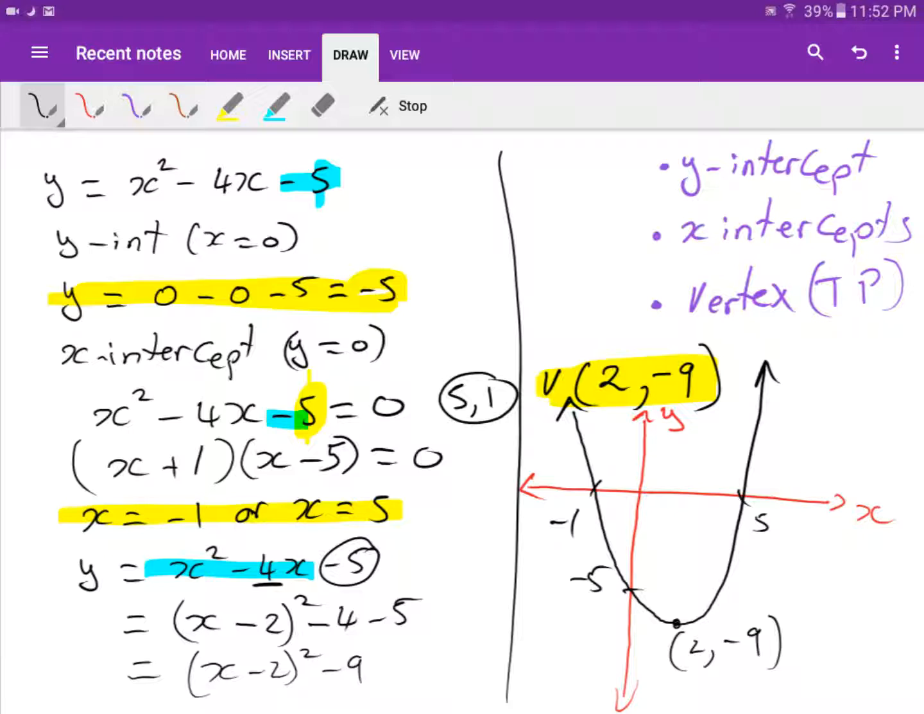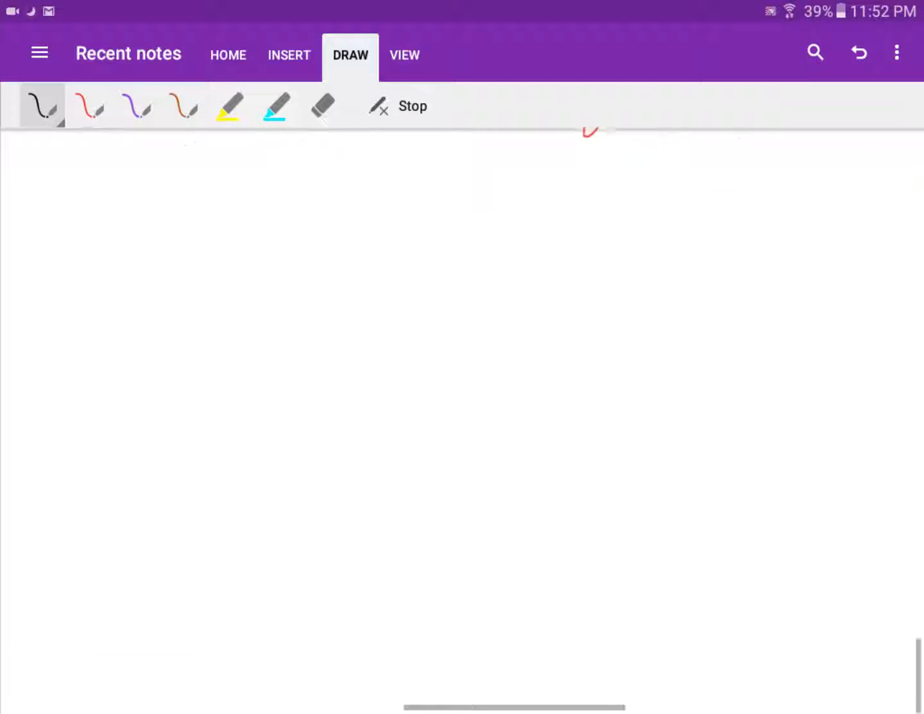Okay, let's do another one. Let's do another one using the same concept, but this time the numbers are a little bit more difficult. Just fractions, that's all, but the process is the same. Let's see. Let's make y equals x squared plus, let's say, 3x minus 4.